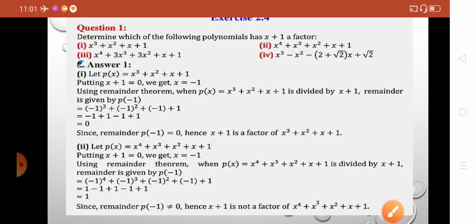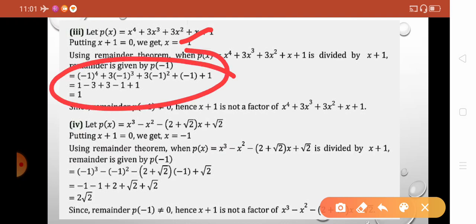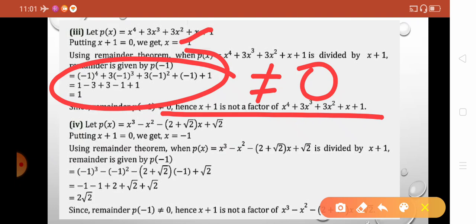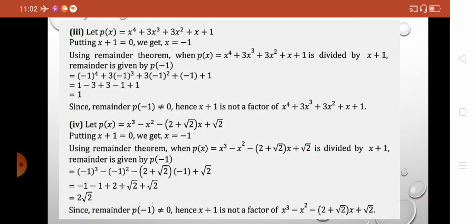Similarly, we will solve for the third part, that is x raised to power 4 plus 3x cube plus 3x square plus x plus 1. In this we will also put the value of x equal to minus 1. After putting the value, we will get 1 as the answer, that is not equal to 0, that means it is not a factor of the given polynomial. In the fourth part again we will put x equal to minus 1. Here also the answer doesn't equal 0, that means this is also not a factor of the given polynomial. In this way we will find out whether the given value is a factor or not. We will find out by getting our answer equal to 0.